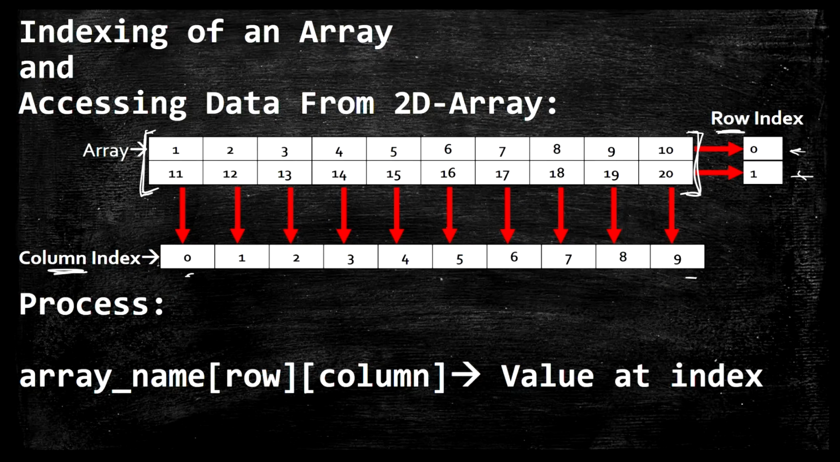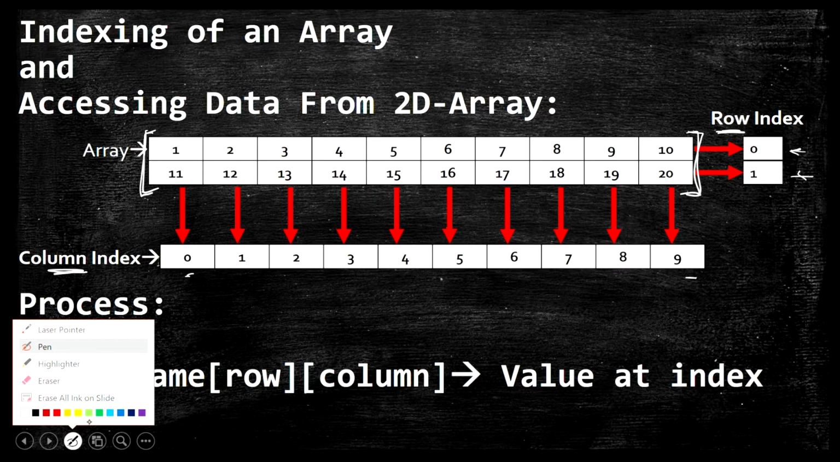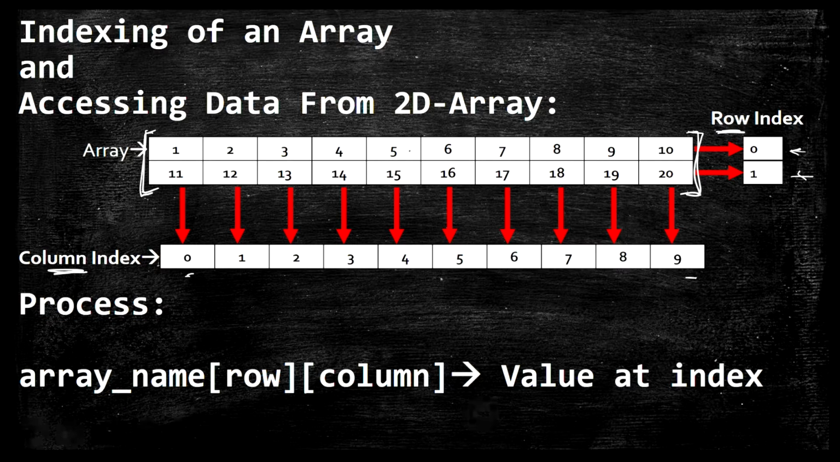Okay, and how do you access any data from a two-dimensional array? Suppose I want to access 5 over here. If you can see over here, suppose I want to access this 5. So how do I access this 5? So to access this 5, if this is my array name, ARY is my array name, how will I access 5? So to access 5, what I will write is like this.